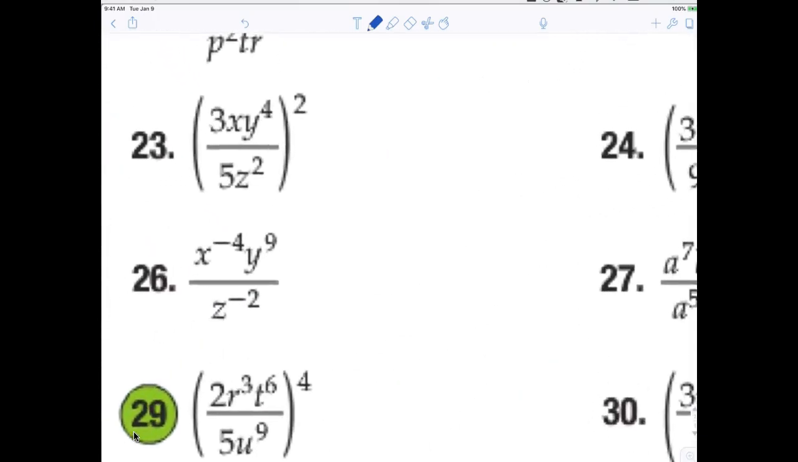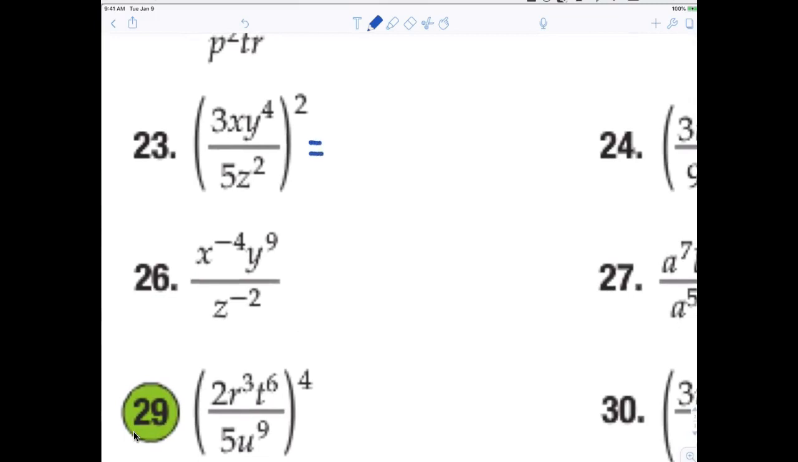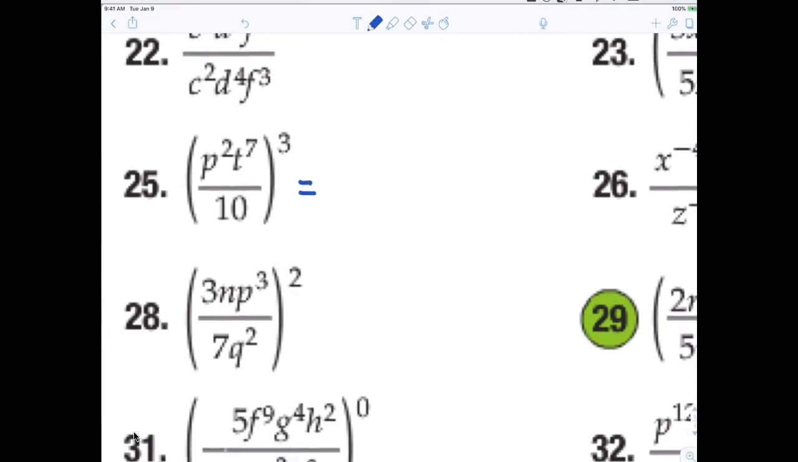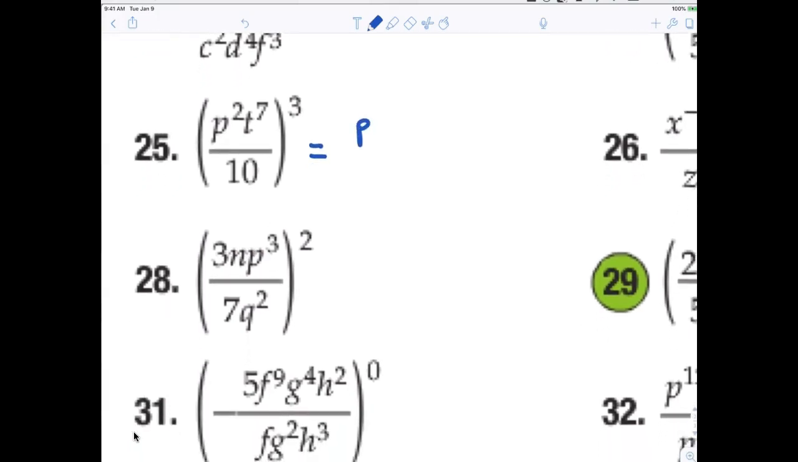All right. 23. Michael. So it's 9 x to the 2nd and y to the 8th. And then it's 25 and z to the 4th. Easy, easy. Hubble, I want you to do 25. Good job. There you go. Thank you, buddy. That's exactly right. 1,000.